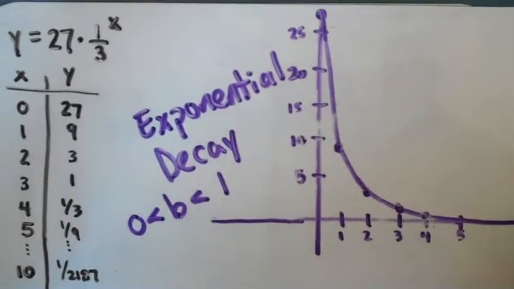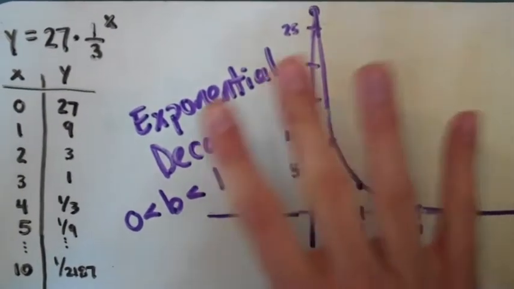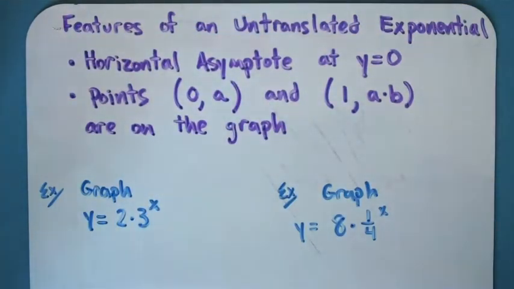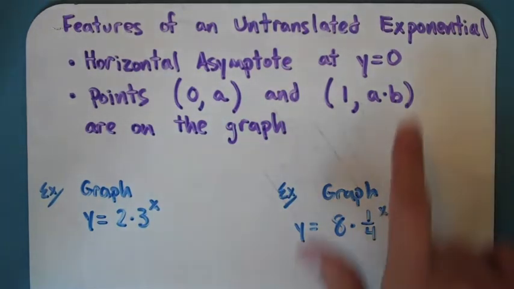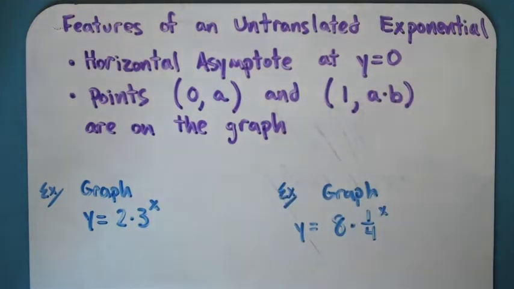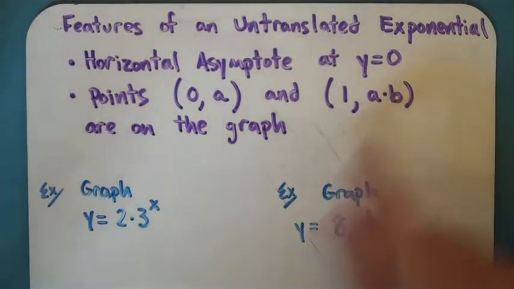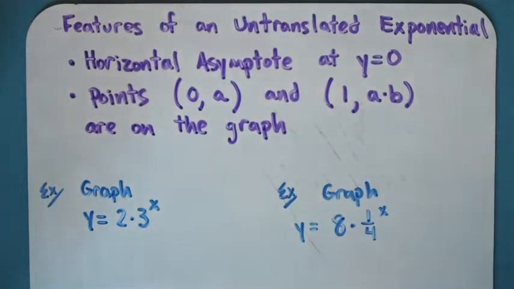So exponentials need their own rules because the usual stuff we do isn't going to be as helpful here. I wrote down a few things. The horizontal asymptote, the tail of your graph, is going to be at y equals 0, which we saw on both of our examples. There are 2 points on the graph that we can use. You need at least 2 points to make an exponential graph in addition to the asymptote: (0, a) and (1, a times b). Those 2 points are what we're going to use to make our graph because they're usually easy to find.